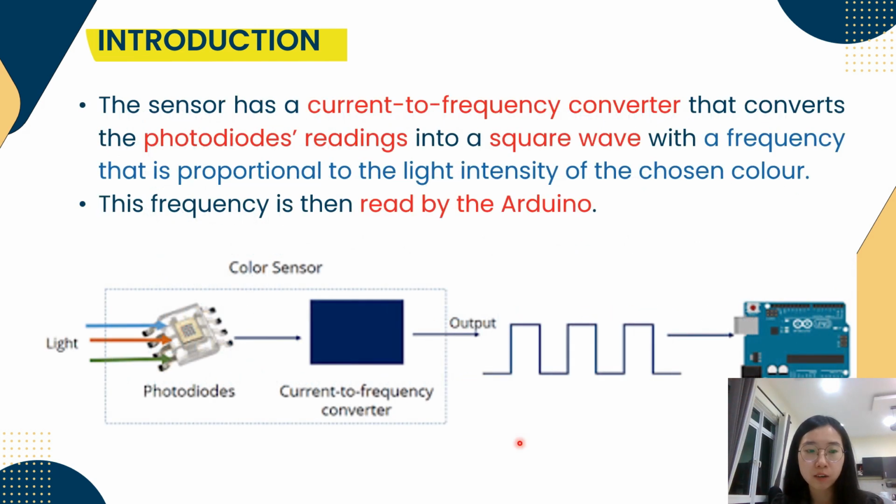So moving on to the next part, how does the color sensor work with Arduino? The sensor has a current to frequency converter that converts the photodiodes readings into a square wave with a frequency that is proportional to the light intensity of the chosen color. So this frequency is then read by the Arduino here.